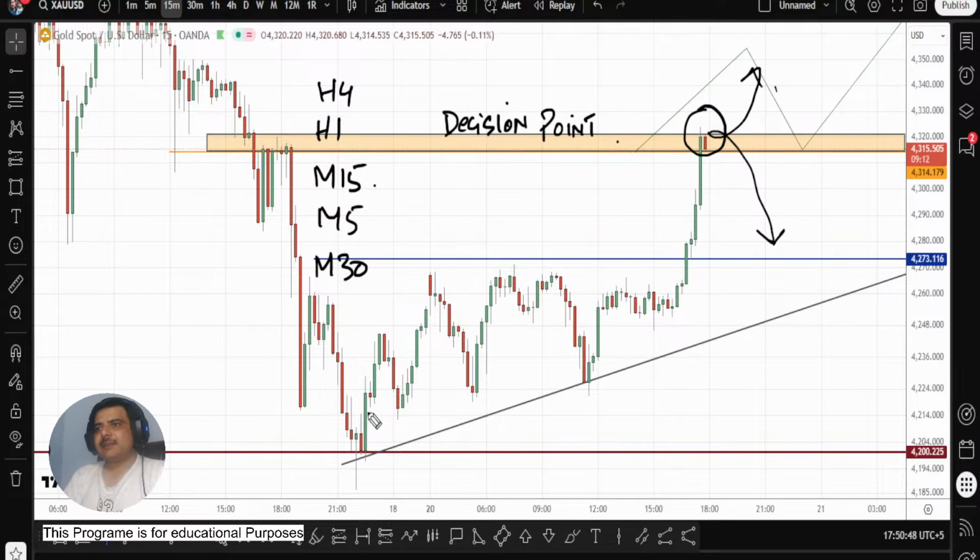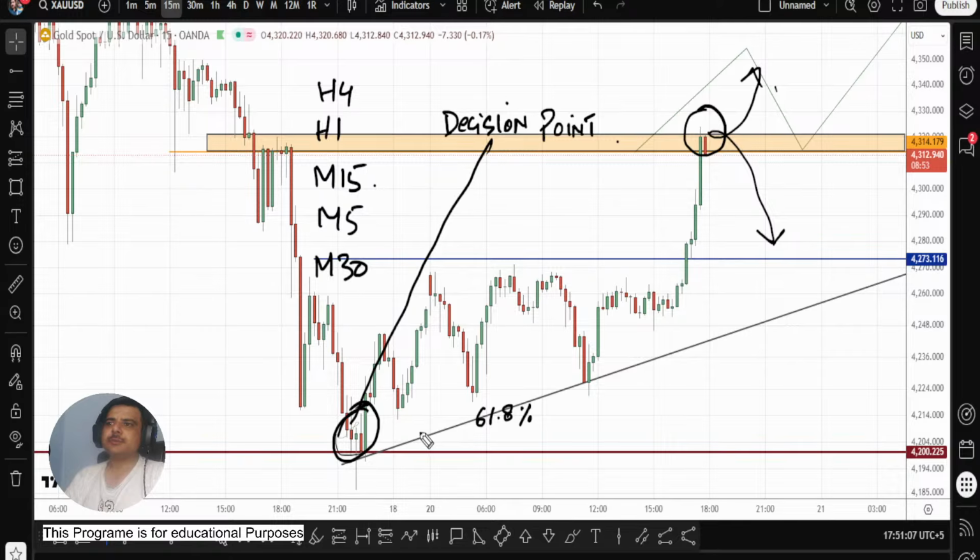Now, why I said it is going up from this level? Because this was a bigger zone, 61.8% retracement. I guess I have shared the image with all of you as well. That's why it goes back up from one support or one key level to the other key level.